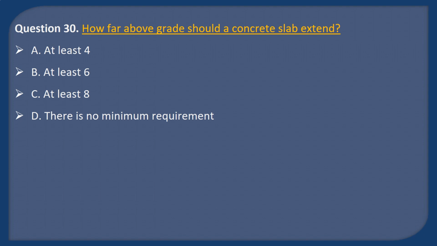Question 30. How far above grade should a concrete slab extend? A. At least 4. B. At least 6. C. At least 8. D. There is no minimum requirement.